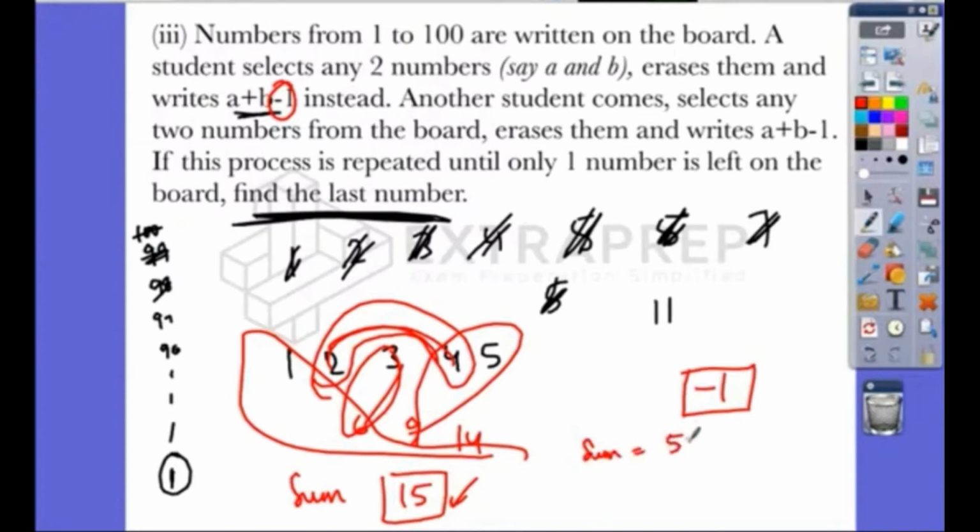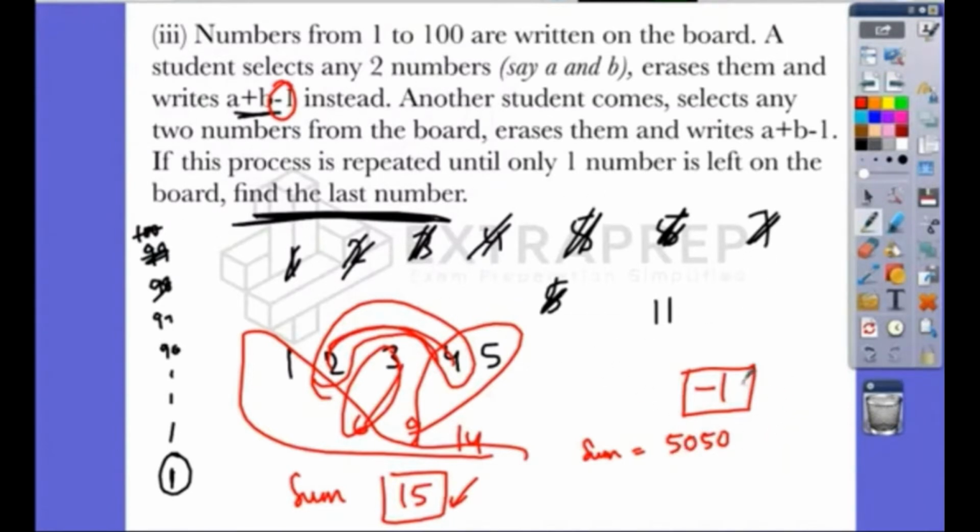What's the sum? We already calculated that in the previous questions. So 1 plus 2 plus 3 plus 4 plus so on up to 100 is equal to n into n plus 1 by 2. 100 into 101 by 2, which is 5050. So adding all the numbers, you get 5050.